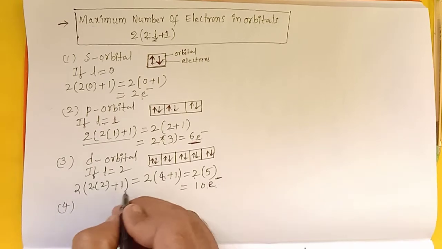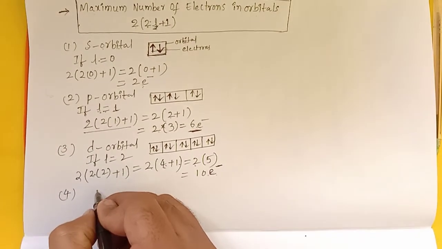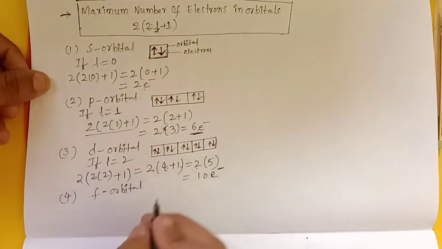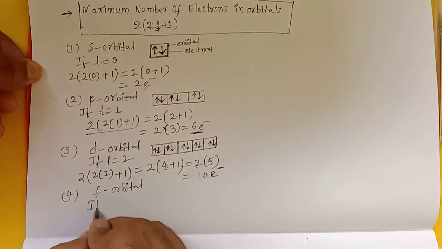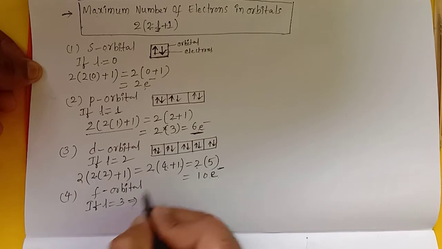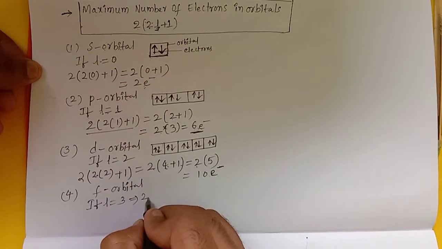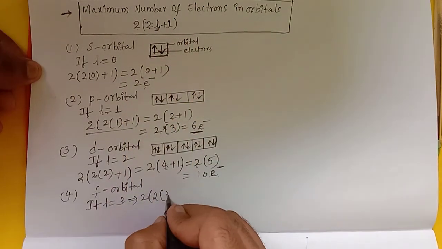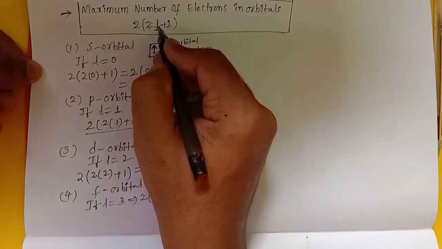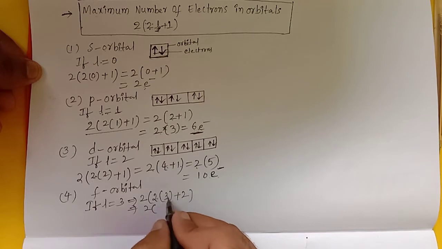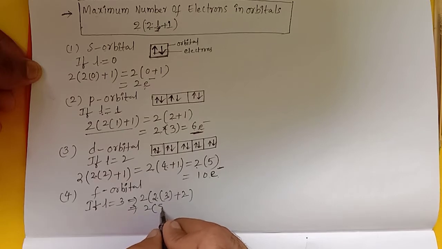So let us calculate for the F orbital. For the F orbital, we need to consider that the L value is 3. Substitute L value 3 in the formula 2 of (2L + 1). Here, substitute 3 for L. Now 2 into 3 is 6. 6 plus 1. 2 into 3 how much? 6. 6 plus 1 is 7.